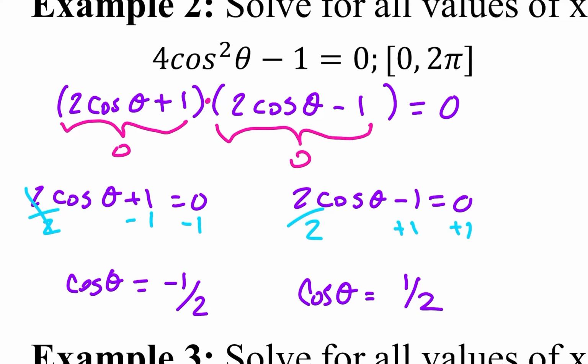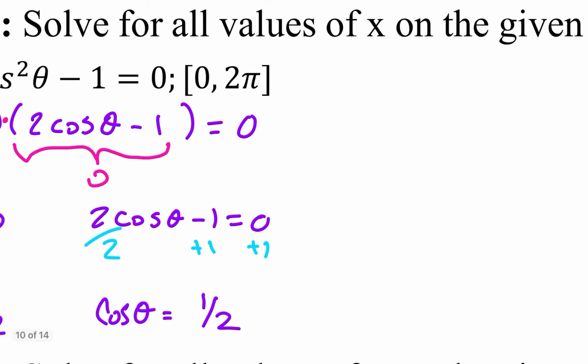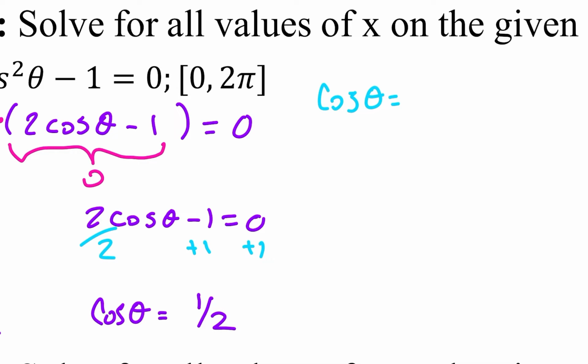So now I've got these two equations, and I want to solve them on the interval 0 to 2 pi. That means I'm looking at the entirety of the unit circle. I'm not going to infinity. I'm just looking at the unit circle one time and saying, on the unit circle, where would cosine equal negative 1/2? That's the first one. So where does cosine equal negative 1/2? Well, we know that negative 1/2 comes up in 2 spots.